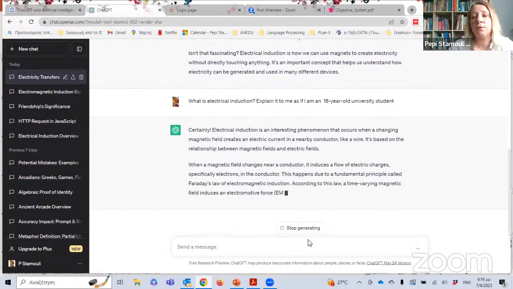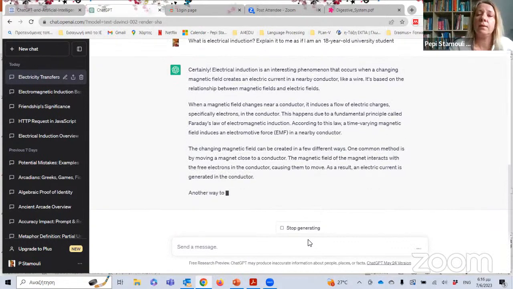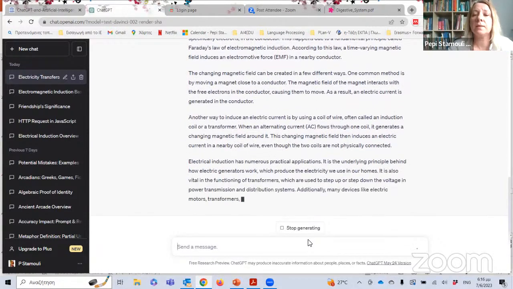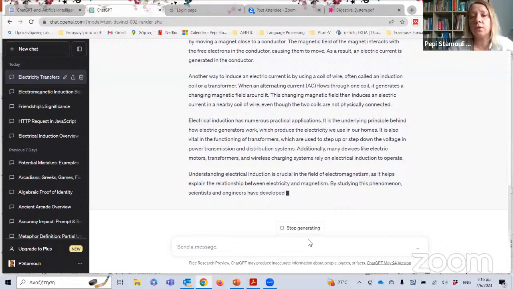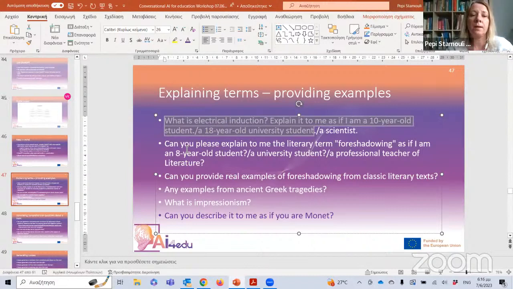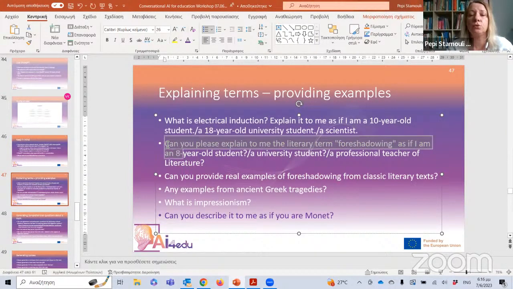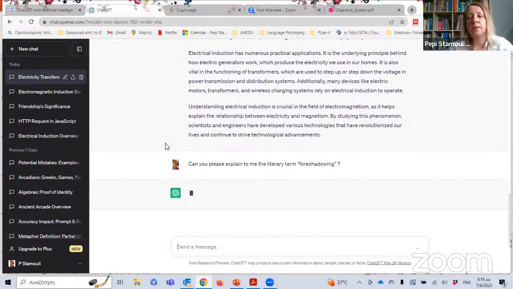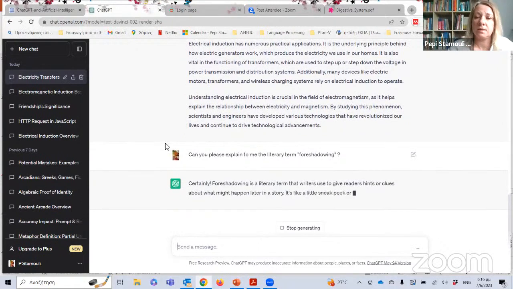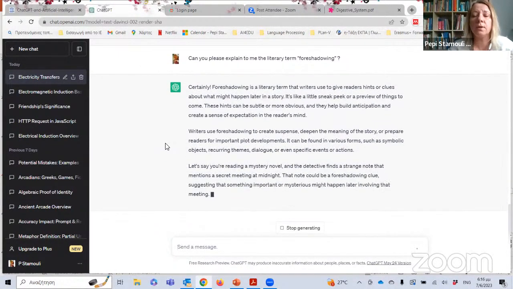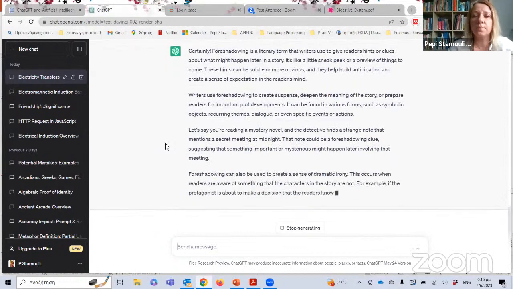In this case, the vocabulary is more technical. There are specific scientific terms and examples which are more relevant for an 18 year old university student. Now, from a humanities subject, I want to ask about the literary term foreshadowing, either as a young student or as a professional English teacher or literature teacher.